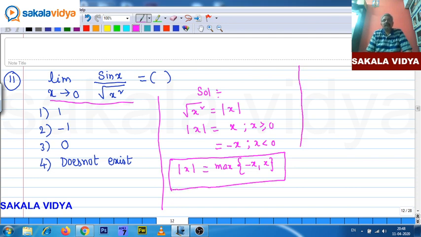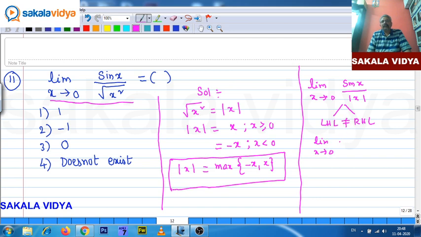So, that is why now the question becomes like this. Limit x tends to 0 of sin x by mod x. That means here in this case we need to find out left hand limit and right hand limit, both will be different. So, that is why limit x tends to 0 of sin x by root of x square does not exist. So, fourth option is the right option.